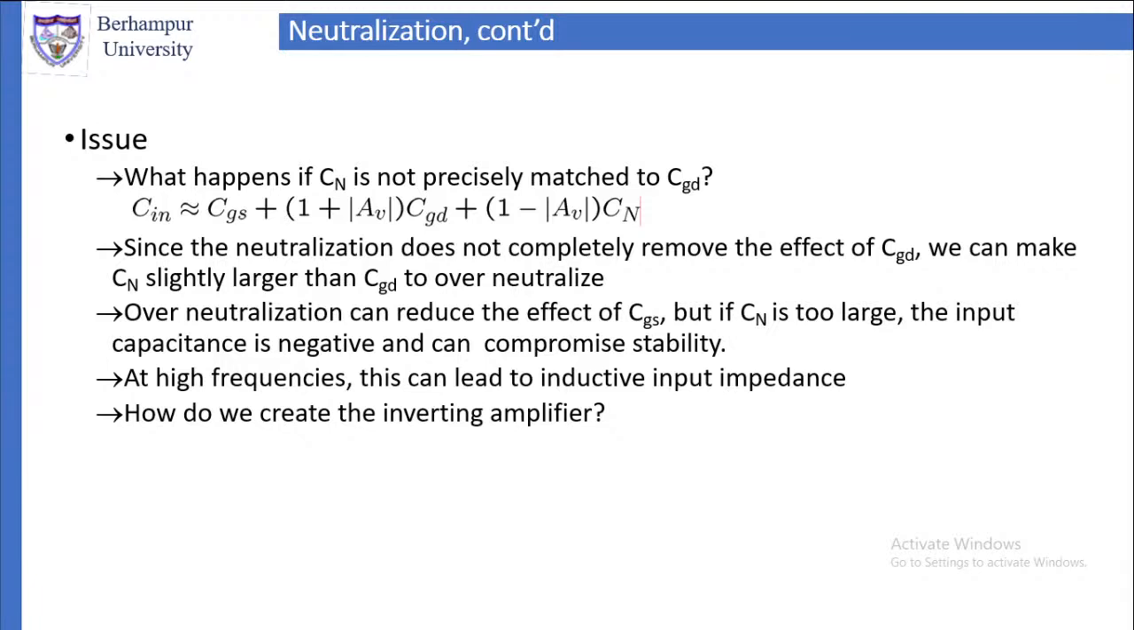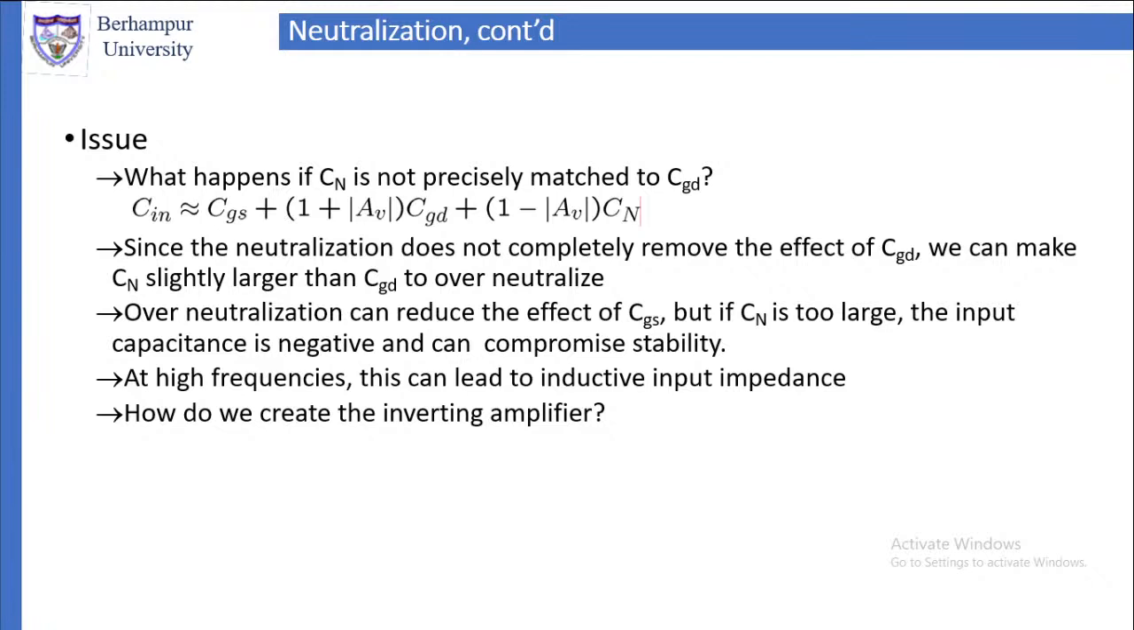That will over neutralize. Slightly larger Cn will over neutralize. Cn equal to CGD will neutralize. Cn slightly larger than CGD will over neutralize. Now over neutralizing will reduce the effect of CGS because you are connecting them in series. So that will reduce the effect of CGS.